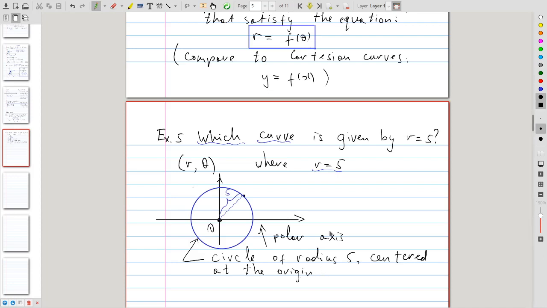And so here we have an elegant way to write the equation of this circle, whereas in Cartesian coordinates we would have to do something like this. This circle would have the equation x squared plus y squared equals 25. So the polar equation ends up being much more compact.